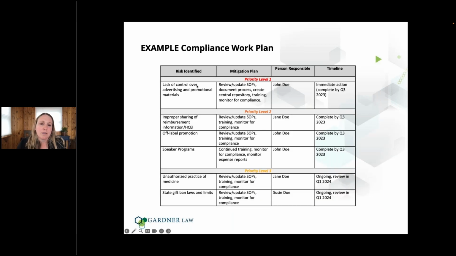All right, and this is an example of a compliance work plan. This shows a little bit more detail than the last slide, in that now we're including the person responsible, and we're giving a timeline. So here's the risk, here's the mitigation plan that we had decided on, there's a responsible person or department, and then there's a timeline. And you can see how these are broken down into different priority levels, and the priority level is dictating the timeline.